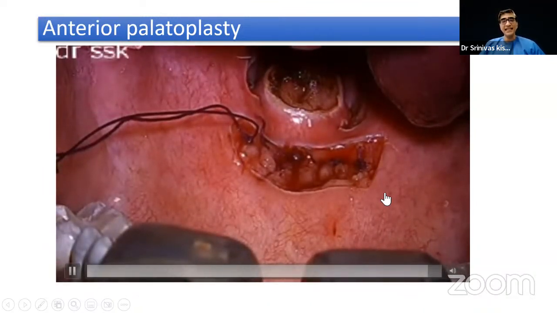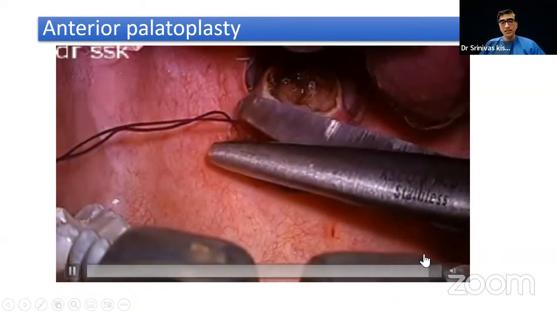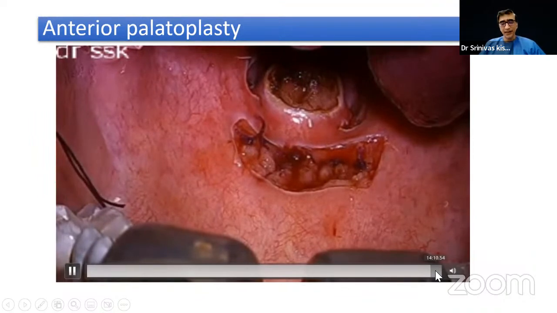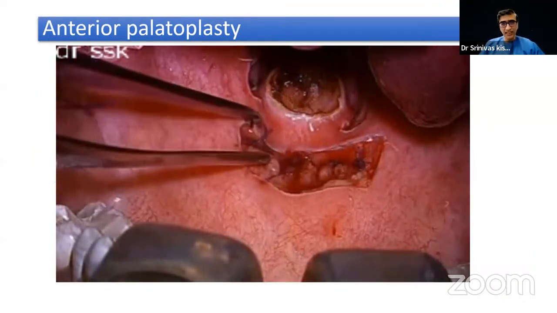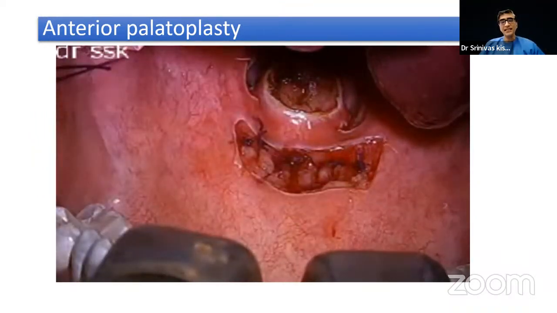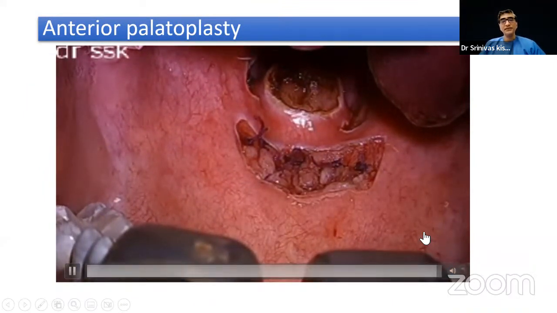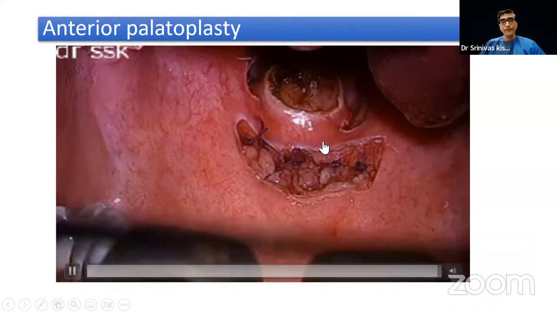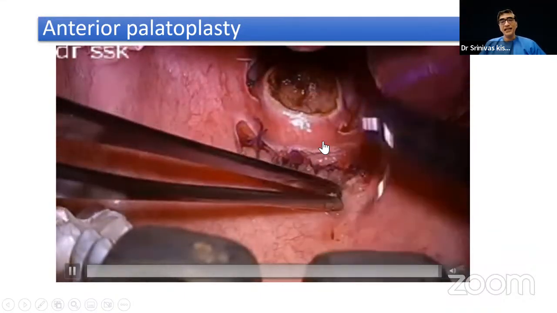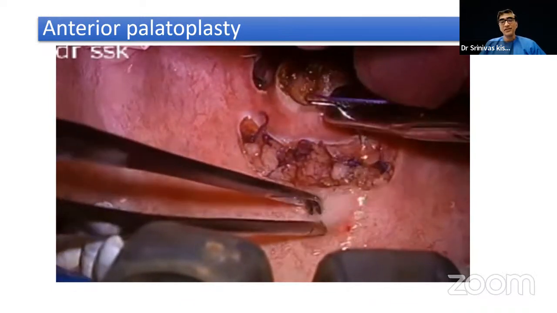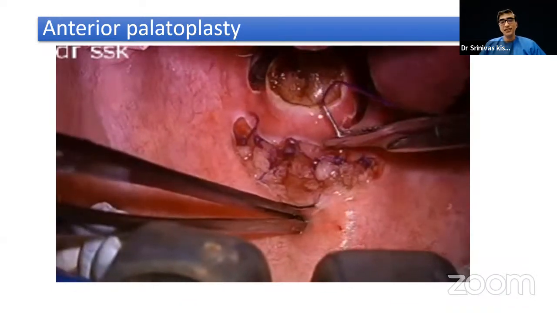And again, like I said, don't make the suture too tight. And once that is done, you can suture this part. And then you can start off now with the mucosal approximation, right? Mucosa to mucosa now.